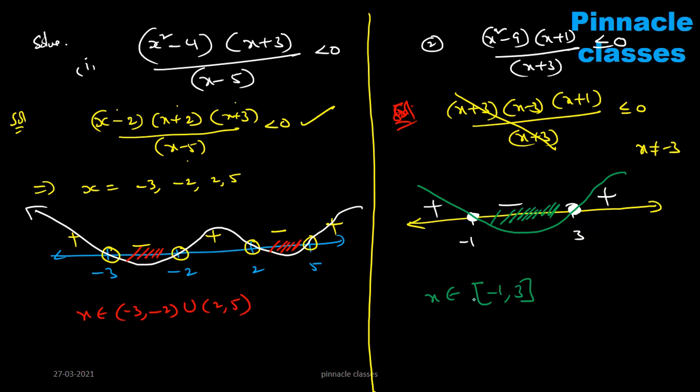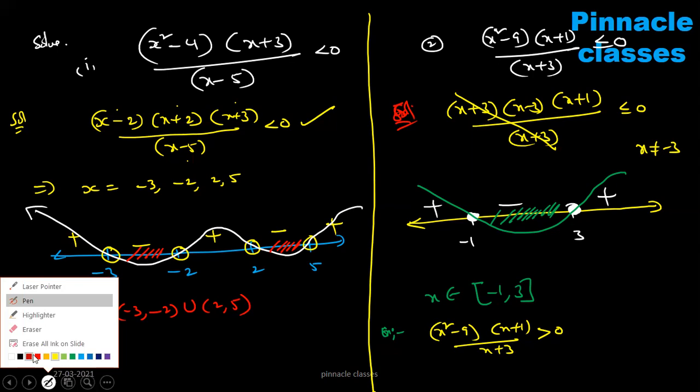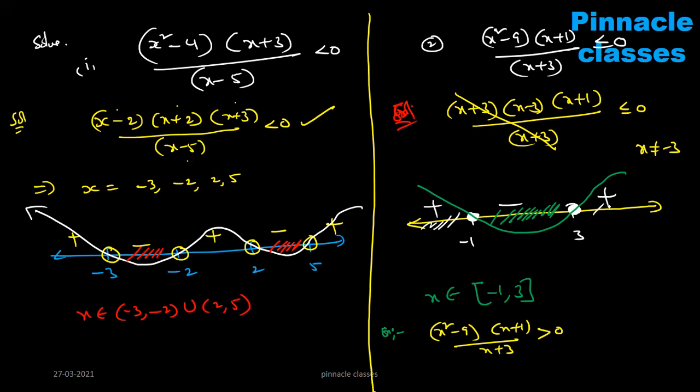Yes, sir. Same question, suppose they give greater than 0. See, for example, same question: x square minus 9 into x plus 1 by x plus 3 greater than 0. What is your answer? Greater than 0 means which region do you have to take? This is the region, the plus regions. What is the answer? Minus infinity to minus 1, union 3 to infinity.